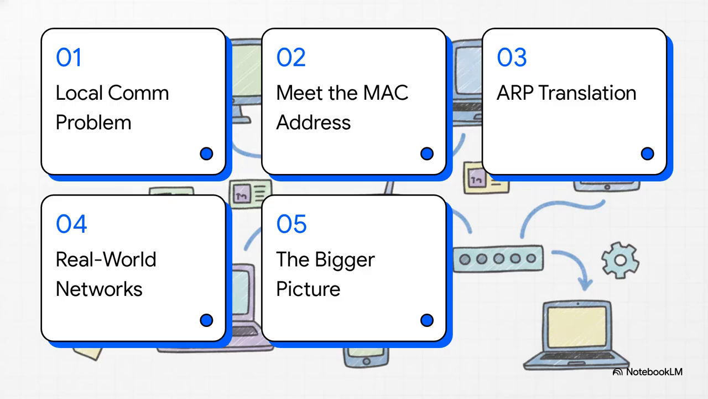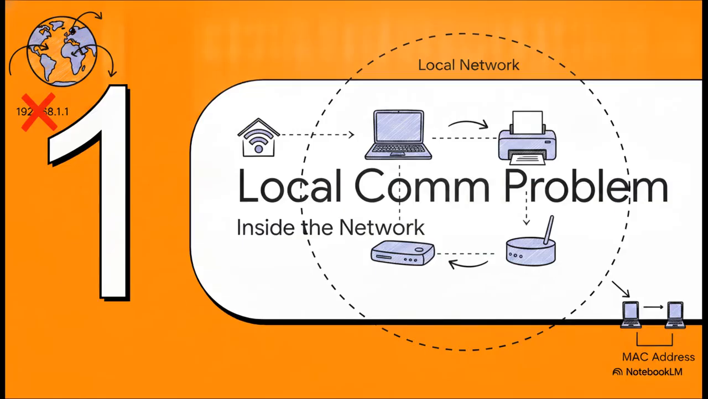Here is our roadmap for today. We're going to start with 1. The local communication problem. Then we'll move to 2. Meet the MAC address, followed by 3. The ARP translation process. After that, we'll hit 4. Real-world network infrastructure, and wrap it all up with 5. The bigger picture. All right, Section 1, the local communication problem, looking inside the network.